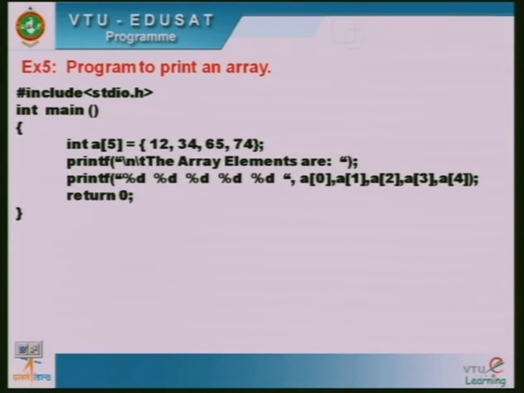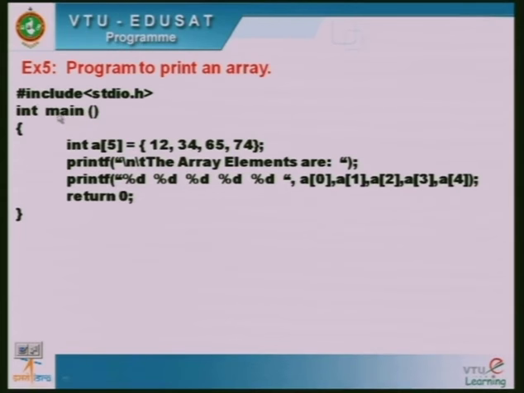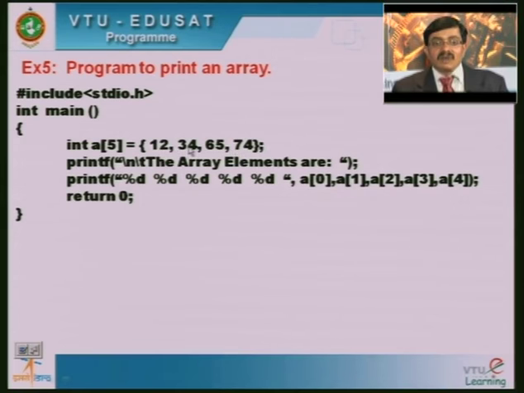Now, let us look into one simple program using an array: a program to print an array. Here I am including the stdio.h header file, then int main, then declaring the array and initializing it with a certain set of values: 12, 34, 65, 74. You can note that a of 0 will be 12, a of 1 will be 34, a of 2 will be 65, a of 4 will be 74. Next, I am printing the values: a of 0, 1, 2, 3, 4.